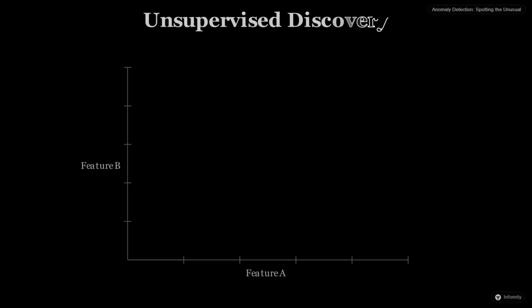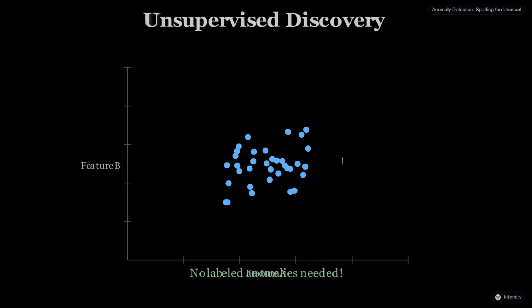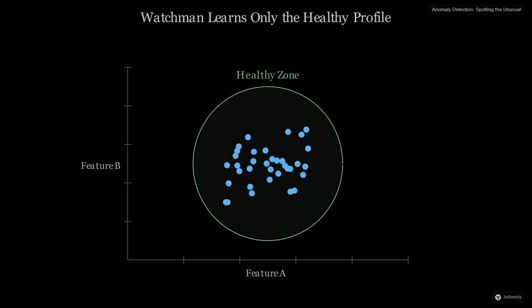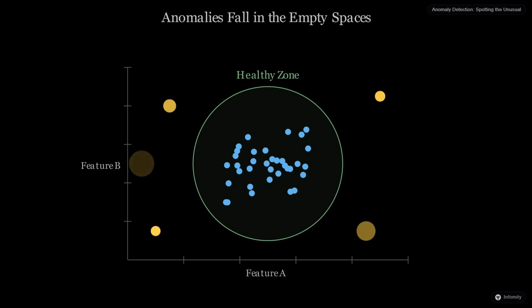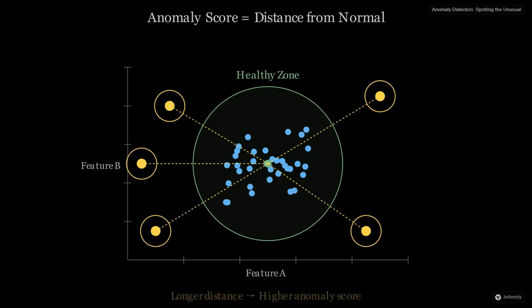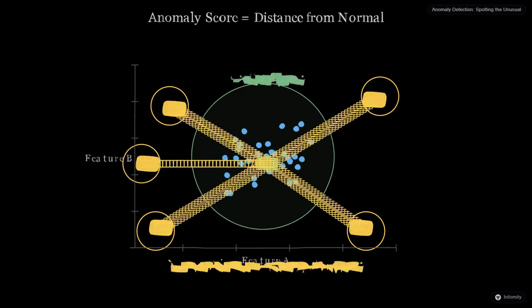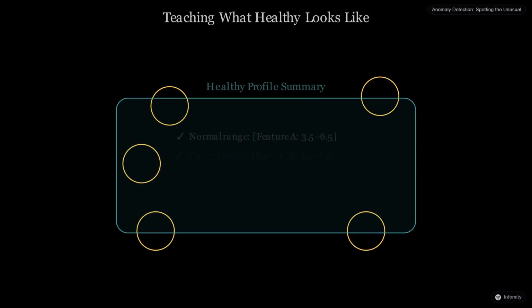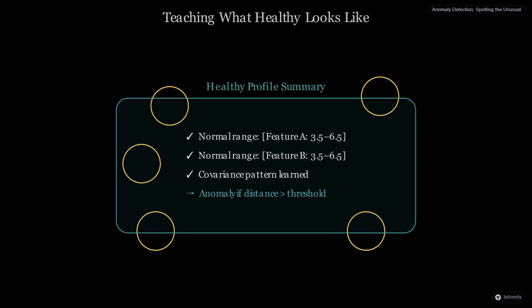The most powerful part of this process is that the watchman does not need a manual. He just needs to know how it looks when it is healthy. This is unsupervised learning. By clustering normal behaviors together, the anomalies naturally stand out because they have no friends. They are the data points that live in the empty spaces of our map. We teach the model what a perfect pump looks like and let it figure out the rest.